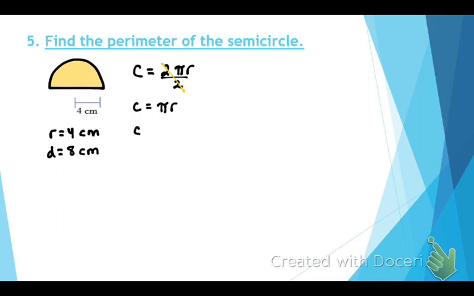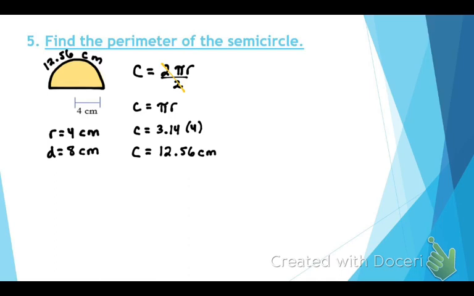Hayden, what is pi? 3.14. AJ, what's my radius? 4. Miley, multiply it together, and what do you get? Very good. 12.56 what? Centimeters. Is that my final answer? No, look, this is what we just figured out. This distance out here is 12.56 centimeters.